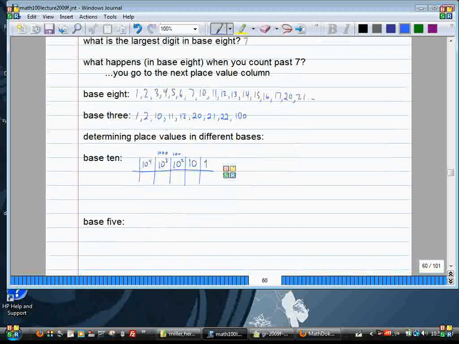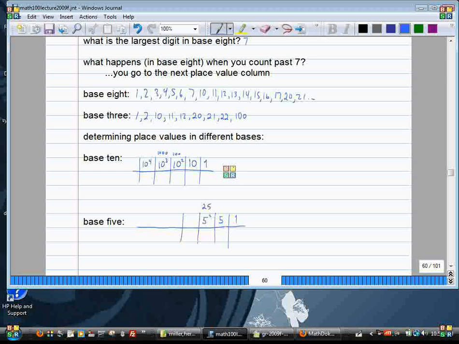So, how do you think it works in base 5? What is the smallest place value? 1. It's always 1s, right? And what's the next one? Next one represents how many 5s you have. What about the next column? The next column represents 5 squared. And what is 5 squared? It's 25.